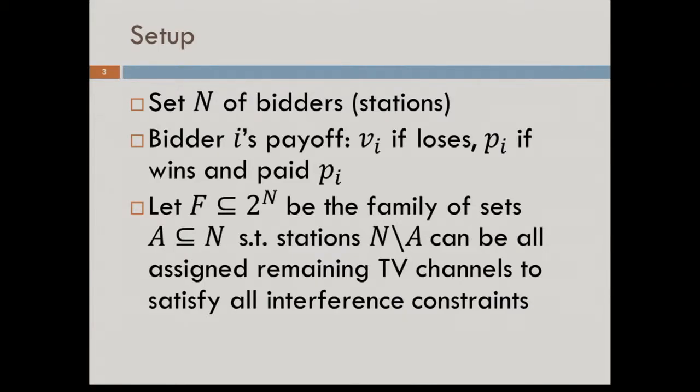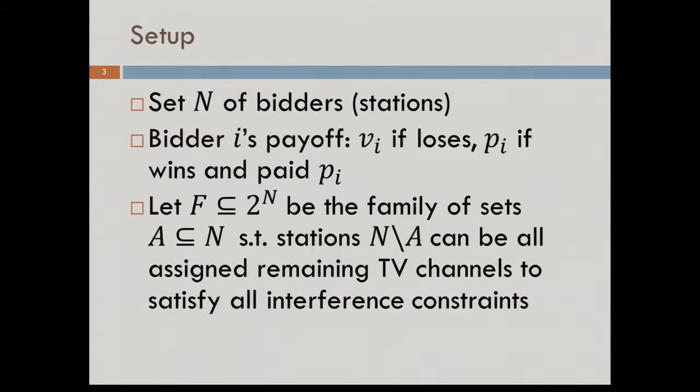So the bidders here have very simple utility functions, but the complexity comes from the auctioneer's feasibility constraints. This is a complicated set, a set of sets. F is the family of subsets of bidders that could be feasibly accepted. What it means is that the sets A are such that their complements can all be simultaneously assigned to some TV channels that remain while satisfying all the interference constraints. So that's a complicated set we have to deal with, which we cannot even describe very well.